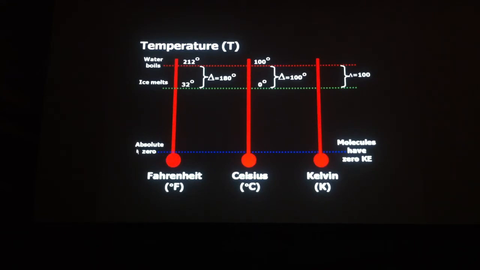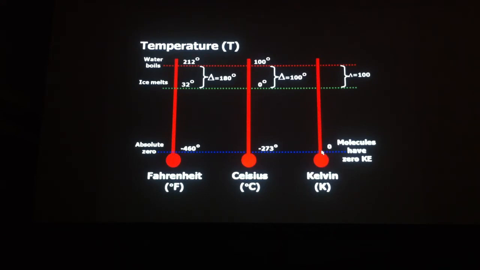So now let's go down here and look at absolute zero. Absolute zero is the temperature at which the molecules don't move at all. You cannot get colder than absolute zero. And in Fahrenheit, that temperature is negative 460 degrees. In Celsius, it's negative 273 degrees. And in Kelvin, it's 0.